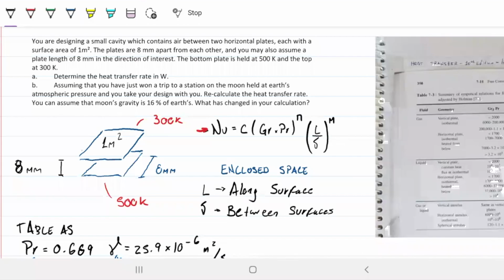You are designing a small cavity which contains air between two horizontal plates, each with a surface area of 1 meter squared. The plates are 8 mils apart from each other, and you may also assume a plate length of 8 mils in the direction of interest.